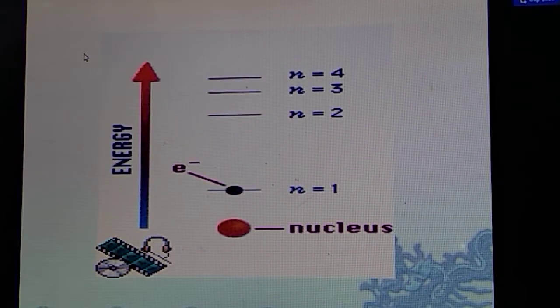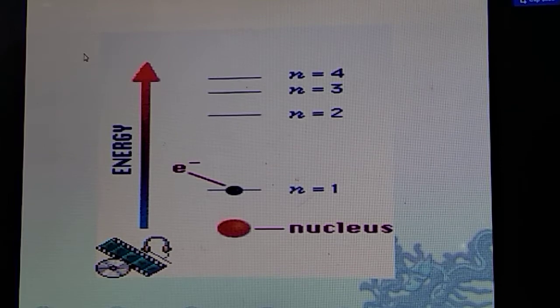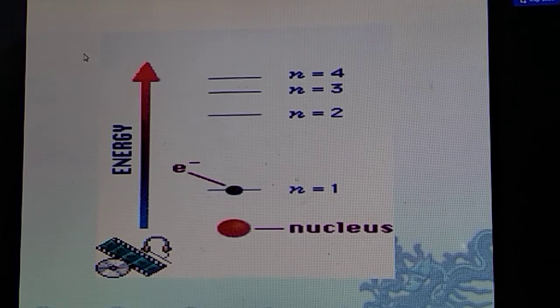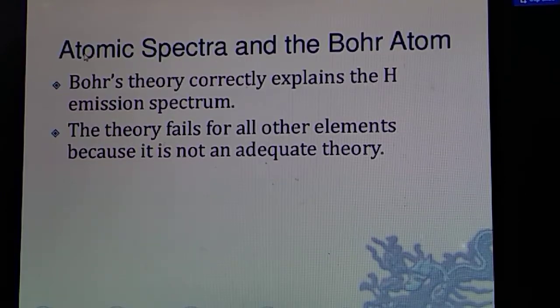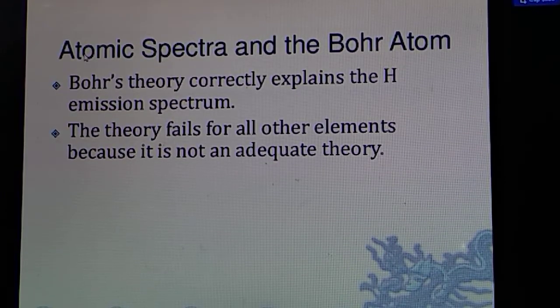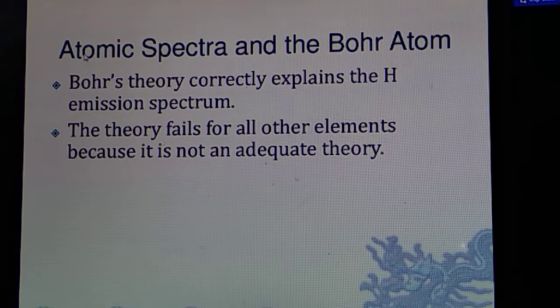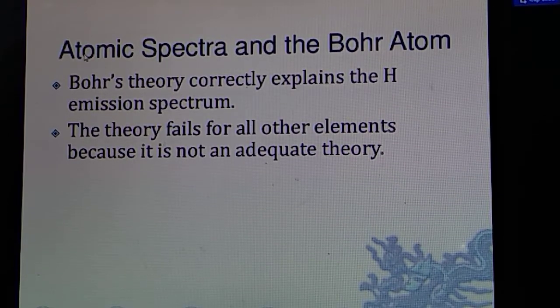n equal to 4, n equal to 3, n equal to 2, n equal to 1. That is energy. When an electron jumps from a lower orbit to a higher orbit, it absorbs energy, and when an electron jumps from a higher orbit to a lower orbit, it radiates energy. Atomic spectra and the Bohr atom. Bohr's theory correctly explains the hydrogen emission spectrum, but the theory fails for other elements because it is not an adequate theory. So these are the drawbacks of Bohr's theory.